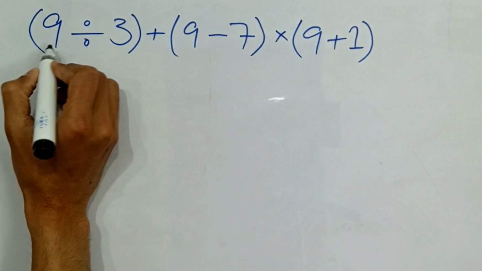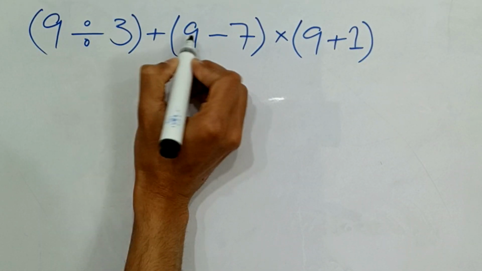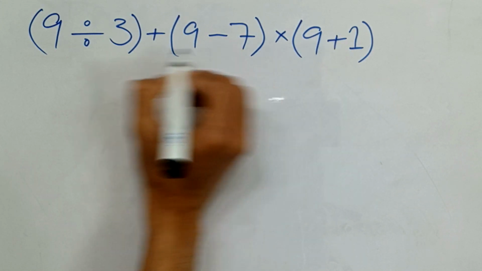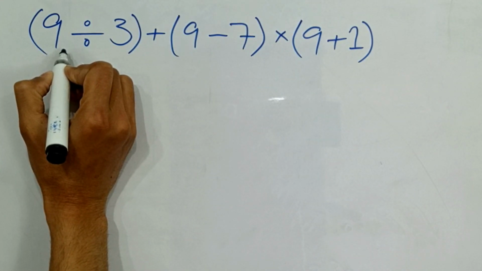Guys, we have 9 divided by 3 plus 9 minus 7 times 9 plus 1. Now let's solve this correctly. Follow the order of operations.